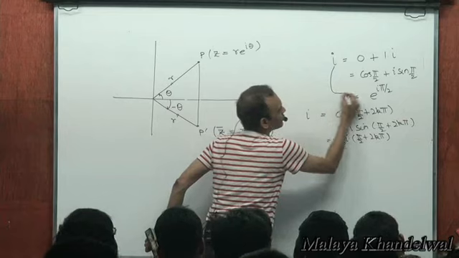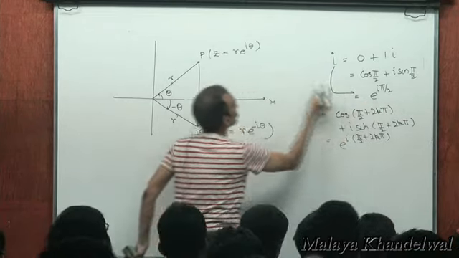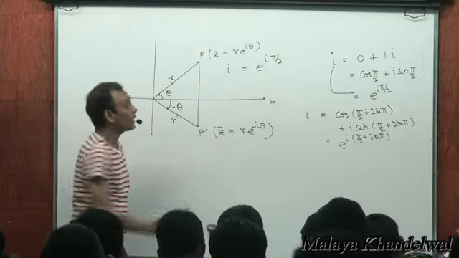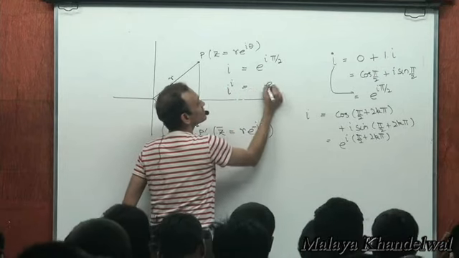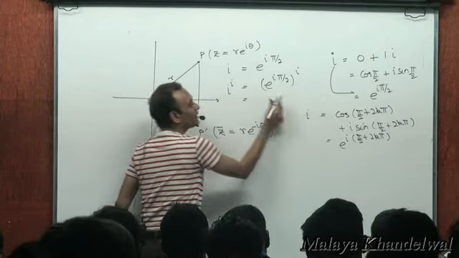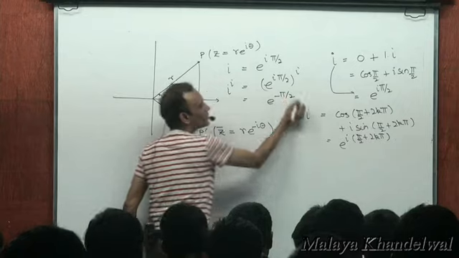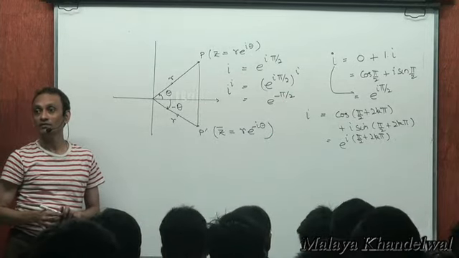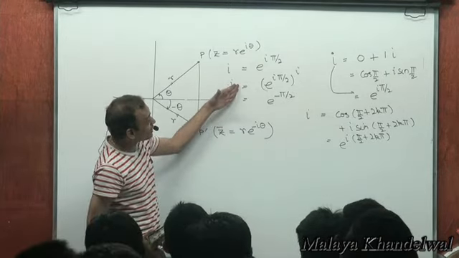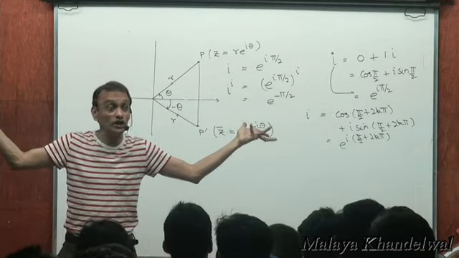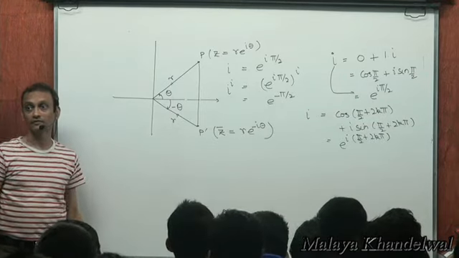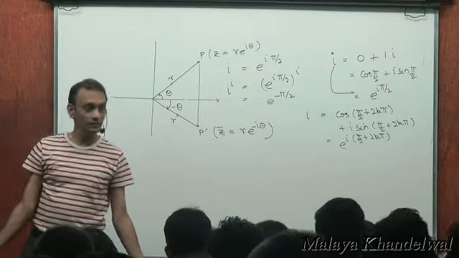So one way i could have been written is e to the power i pi by 2. Right? i to the power i is (e to the power i pi by 2) whole to the power i, which is e to the power minus pi by 2. Which is a real number. Complex to the power complex can be real. e to the power minus pi by 2 is a real number. Right?